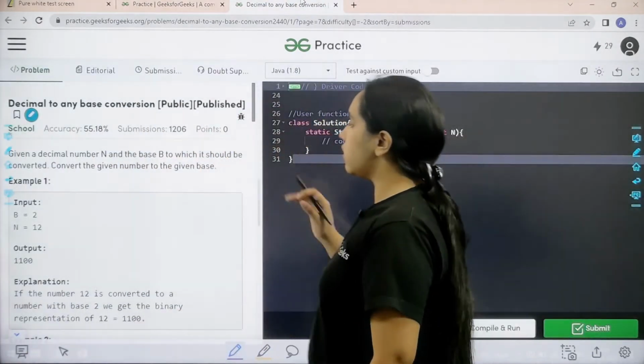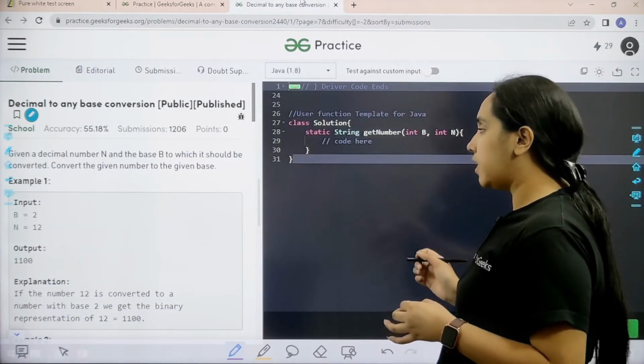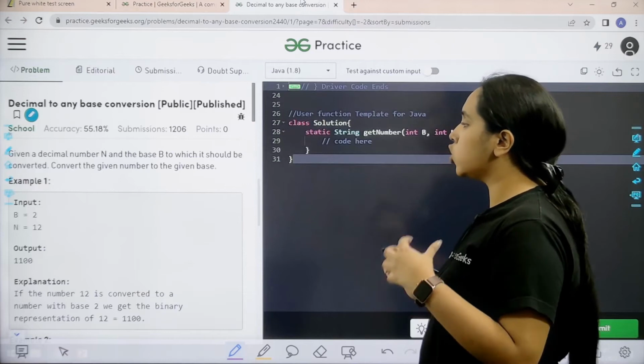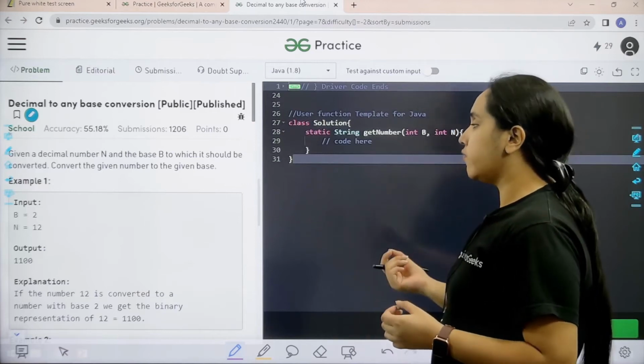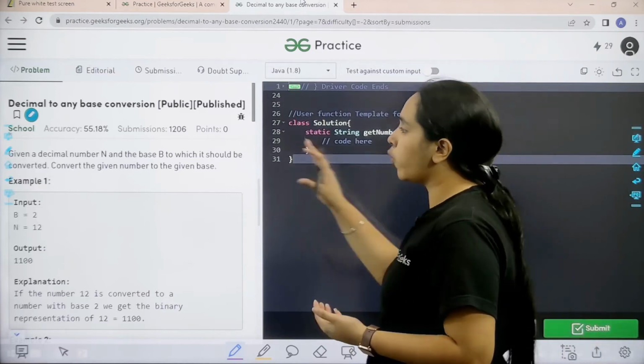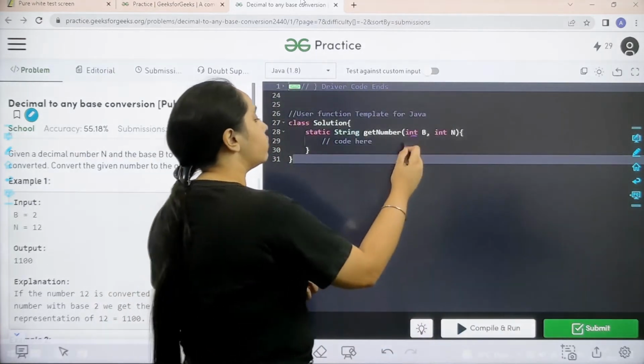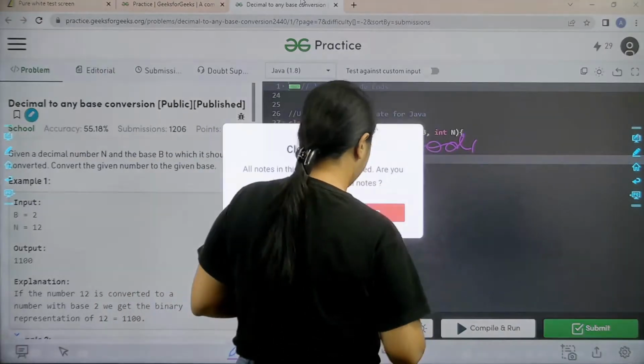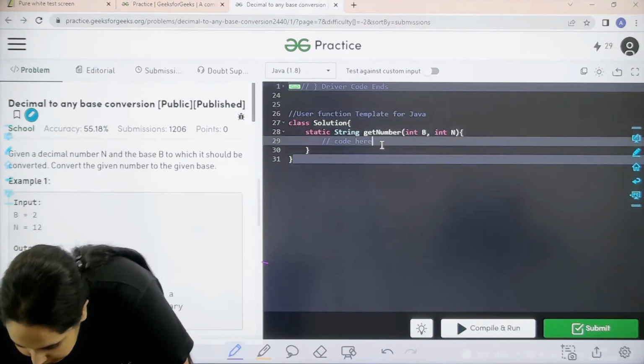Okay, here is the question. Let's read it. Given a decimal number n and the base b to which it should be converted. Convert the given number to the given base. I hope the question is clear to you and we will be coding it over here. So let's start.